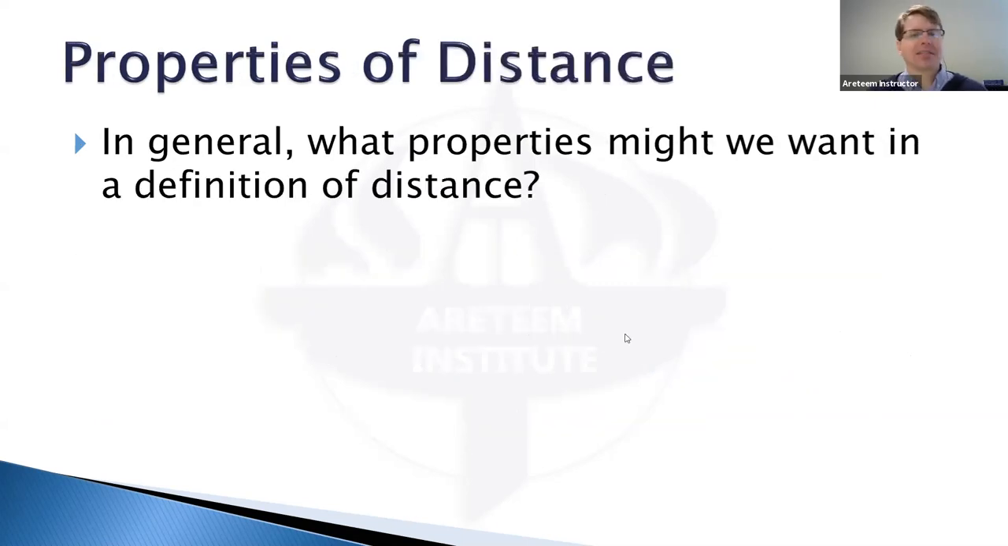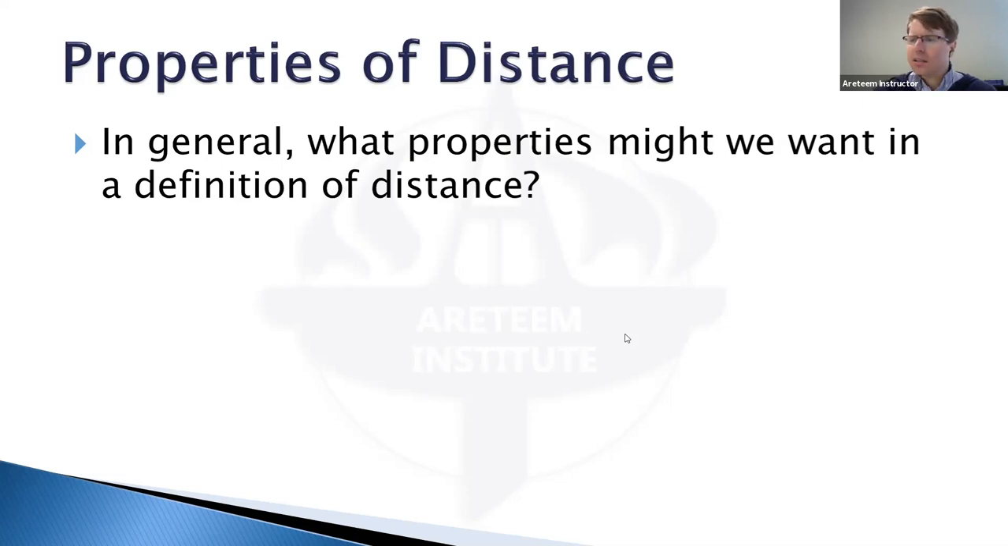I want to ask people, what kind of properties might we want in a definition of distance? Of course, we want to measure how far away something is. But what would some other properties be? Does anybody have any thoughts about properties we might want if you were trying to come up with a new way to measure distance between points?